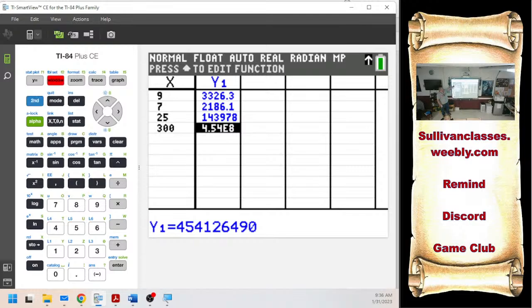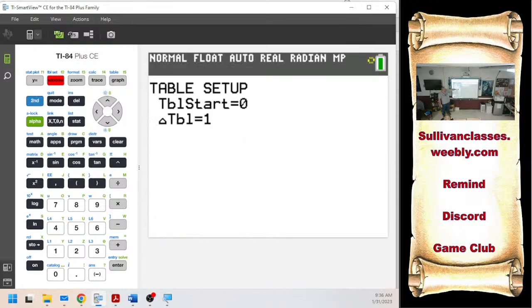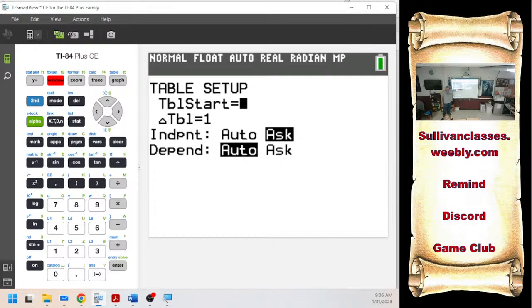You would think I should be able to switch my dependent variable over to ask instead, and it should give me the x that goes with it. It doesn't. I don't know why, and I have never met a teacher who understands why that doesn't work the way it looks like it works. It just doesn't. You know, write angry letters to Texas Instruments.